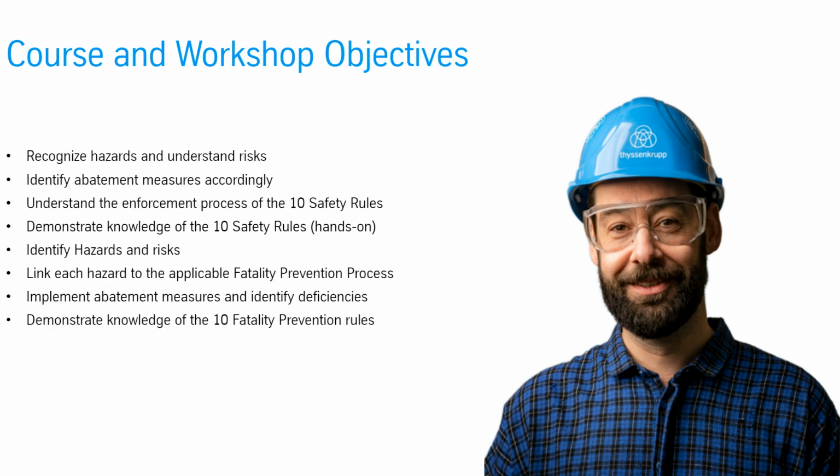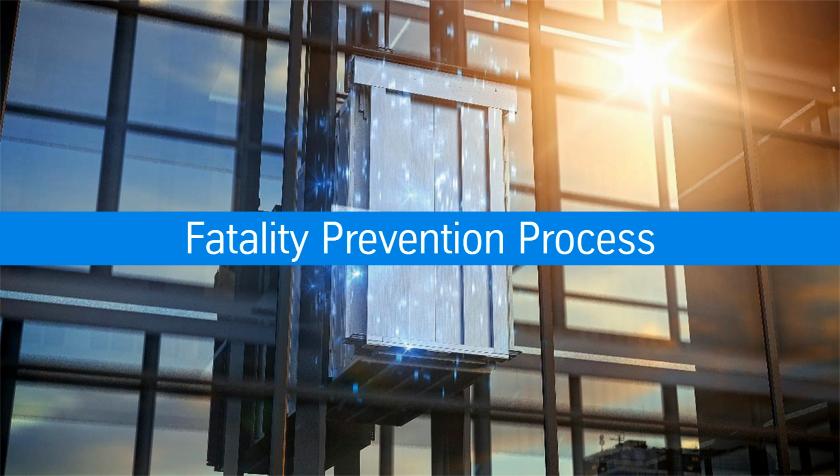Course and workshop objectives. Recognize hazards and understand risks. Identify abatement measures accordingly. Understand the enforcement process of the 10 safety rules. Demonstrate knowledge of the 10 safety rules, hands-on. Identify hazards and risks. Link each hazard to the applicable fatality prevention process. Implement abatement measures and identify deficiencies. Demonstrate knowledge of the 10 fatality prevention rules, fatality prevention process.